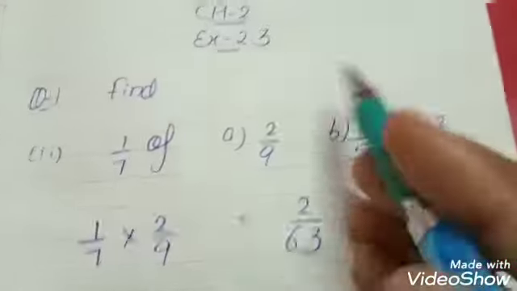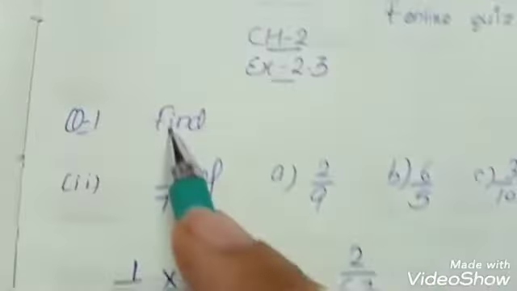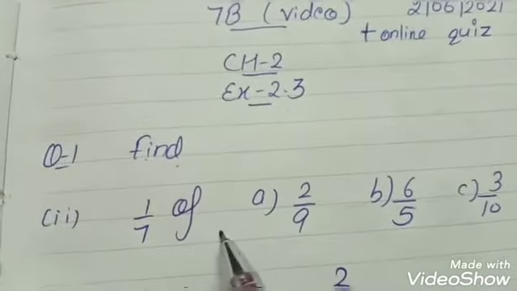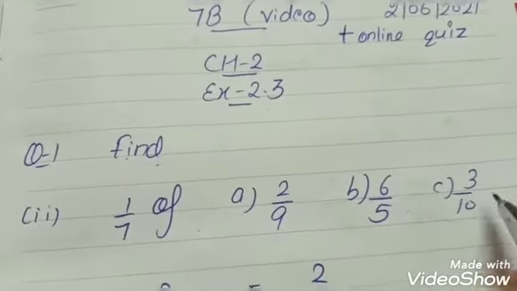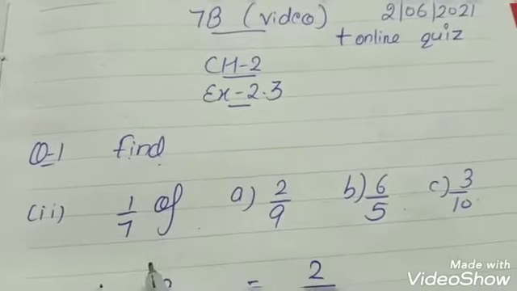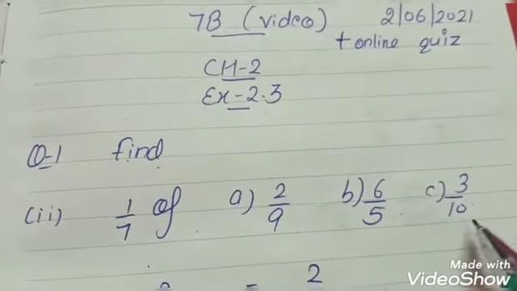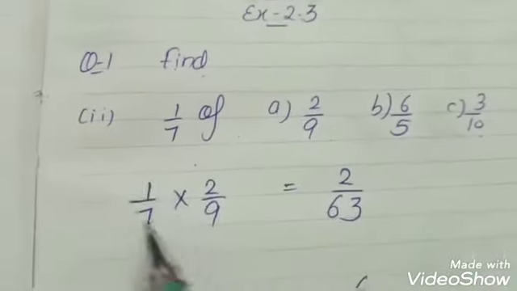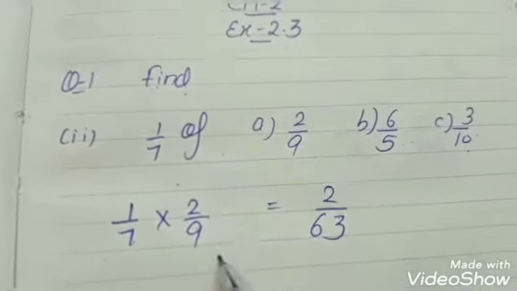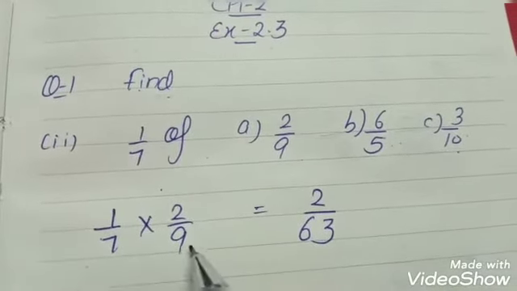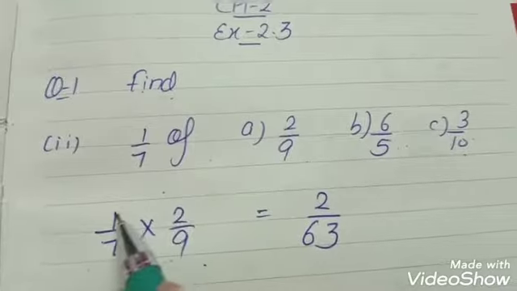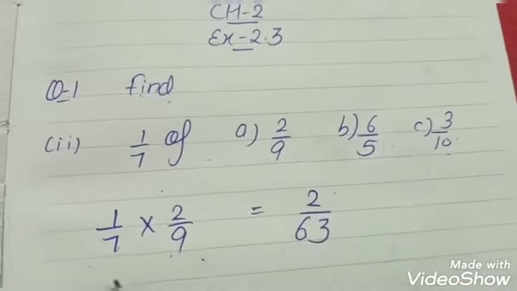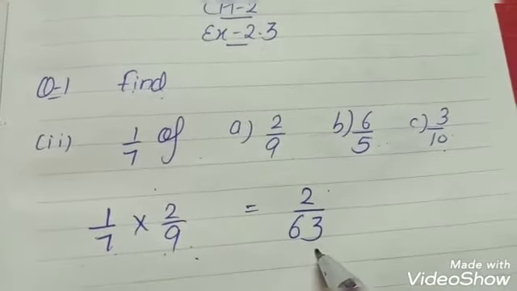Class 7, this is exercise 2.3, question number 1, which is find 1 by 7 of this A, B and C. So you have to multiply 1 by 7 with A, B and as well as C. So see, I have written 1 by 7 into 2 by 9. As you can see, there is no cutting possible. So I just multiply numerator and denominator with denominator.